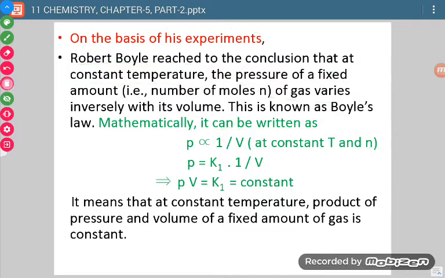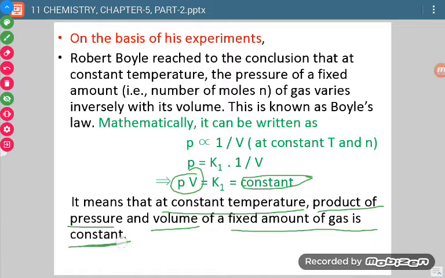Now when we remove this sign of proportionality, a constant will come. Let us suppose the constant is K1. So we can write the first equation like this. If I take V to that side, it becomes PV is equal to K1, where K1 is the constant of proportionality. It means PV is equal to constant. So at constant temperature, the product of pressure and volume of a fixed amount of gas is always constant. This is the law.